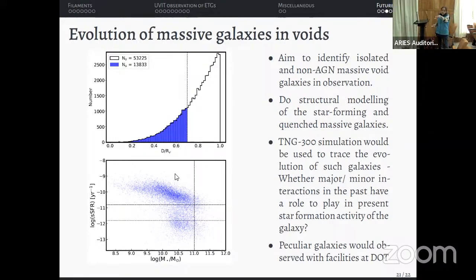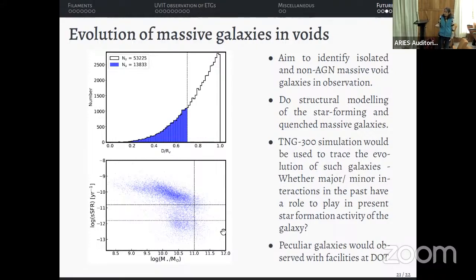And we again start to see this bimodality, which we were seeing with g minus r versus Mr. Here, I'm interested in the massive galaxies. Mostly I would expect these galaxies to be quenched, especially in voids, so I'm seeing this star forming sample here. My aim is to pick these galaxies out and do some morphological analysis and some other things.